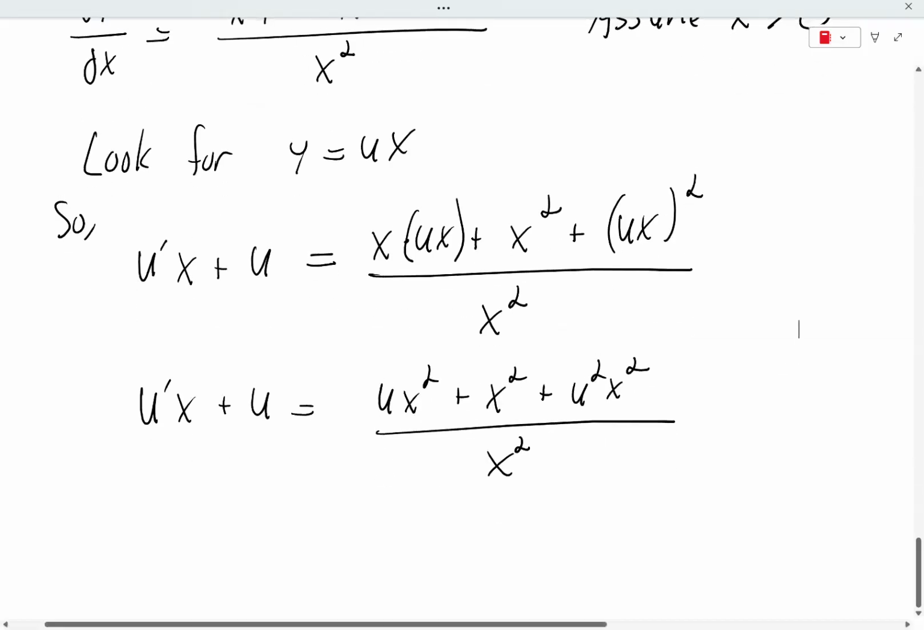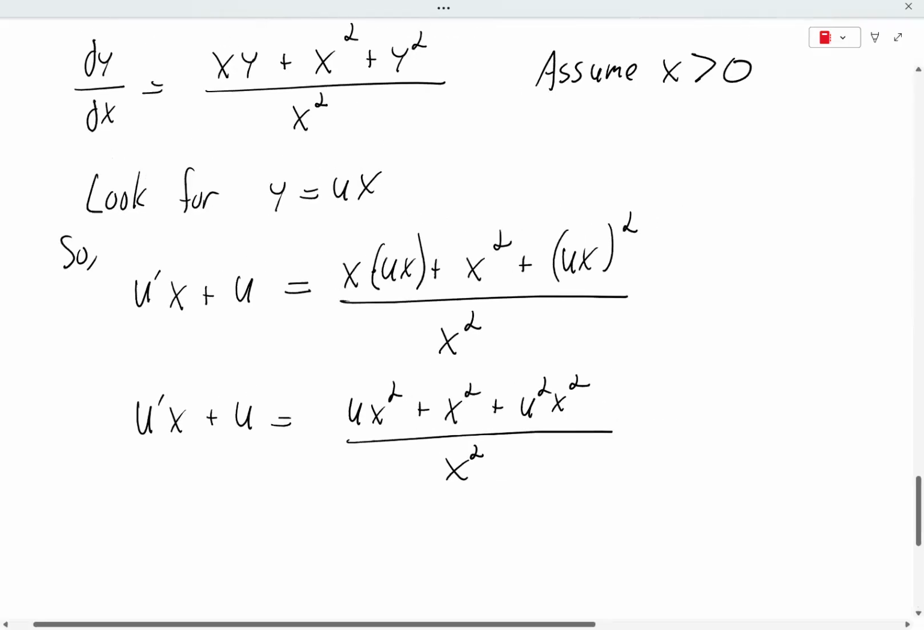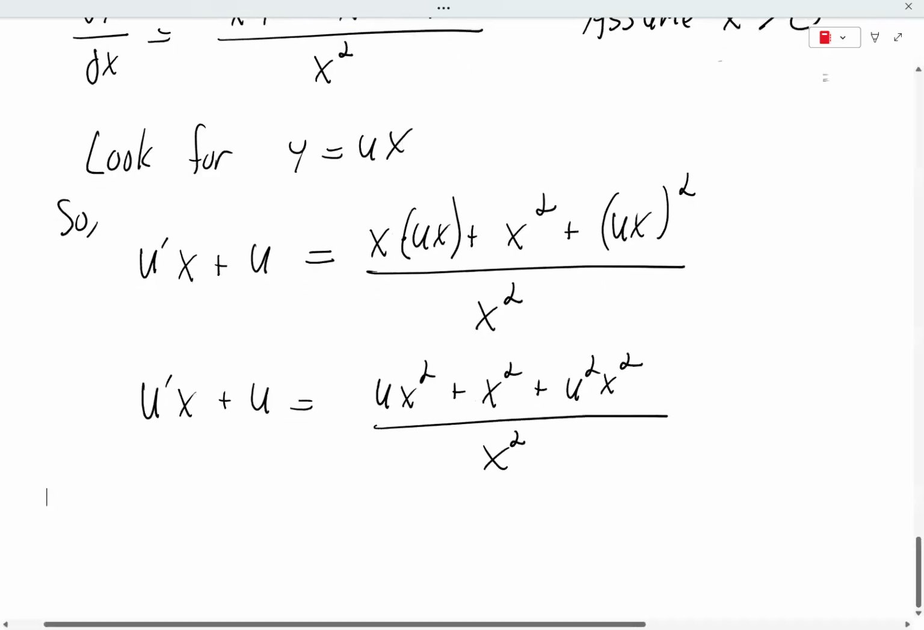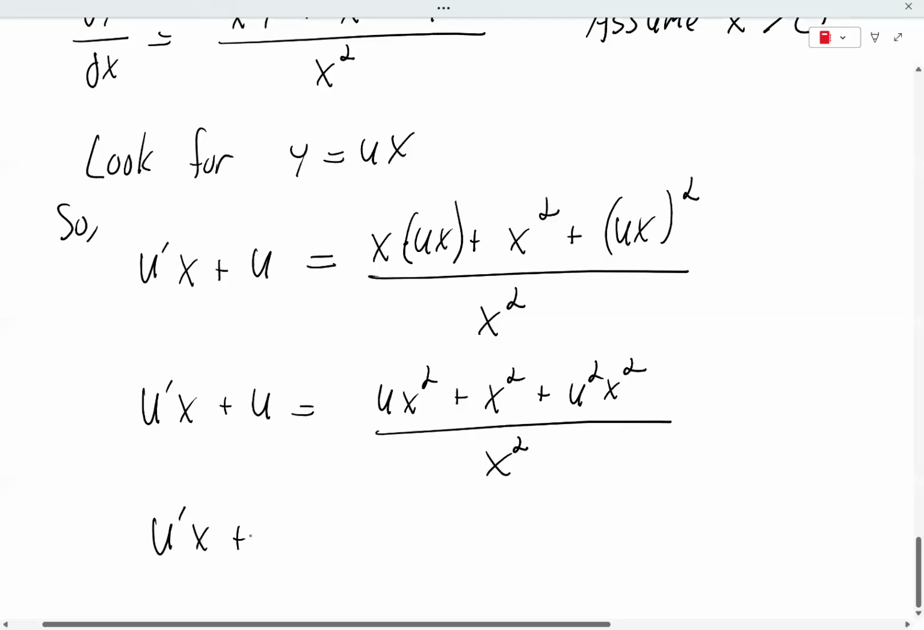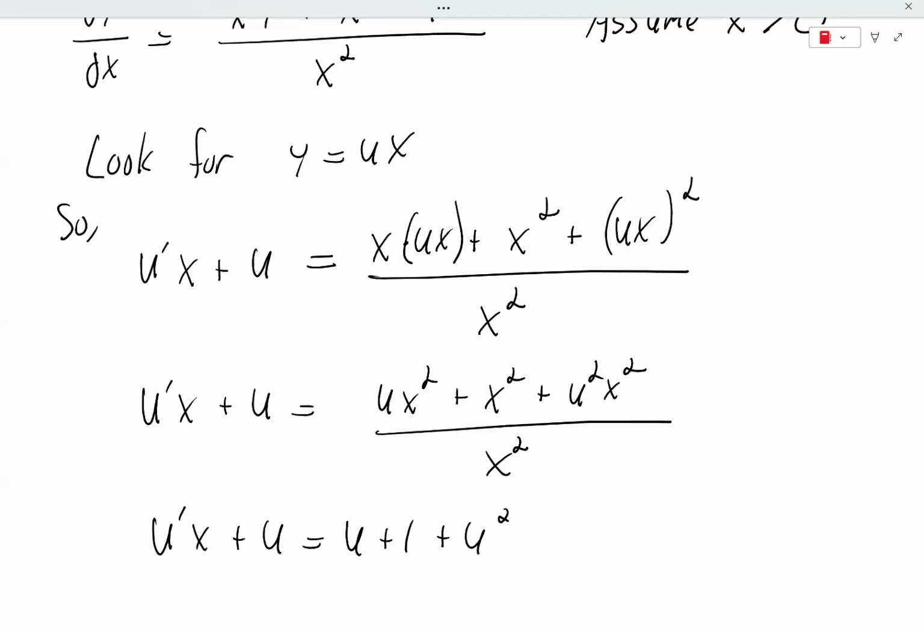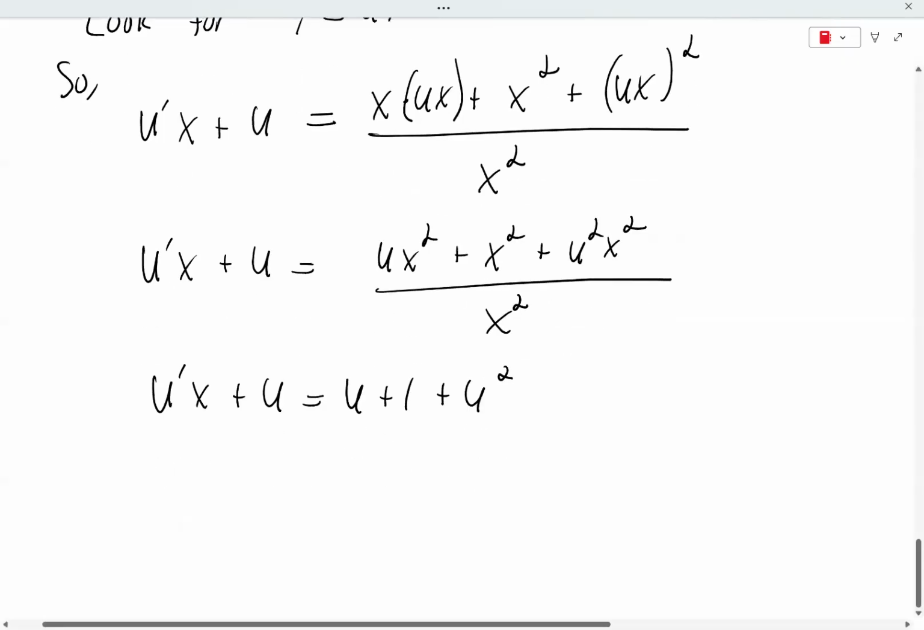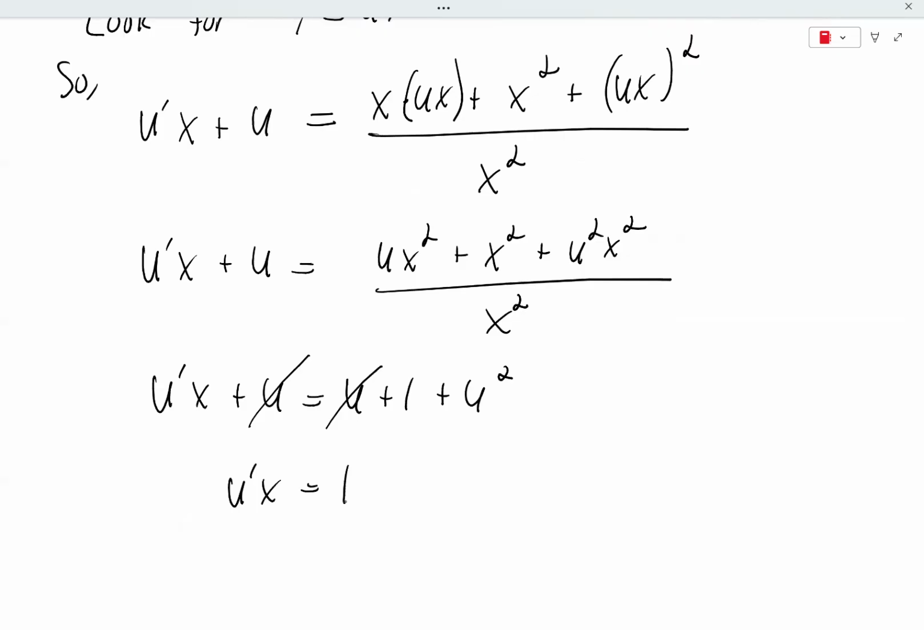And you notice here the x squareds all cancel out, and we're assuming here x is greater than 0. X cannot be 0 here. So you get u prime x plus u is equal to u plus 1 plus u squared. Now this is actually a separable equation for u, but even better, those two u terms cancel out. So you get u prime x equals 1 plus u squared.